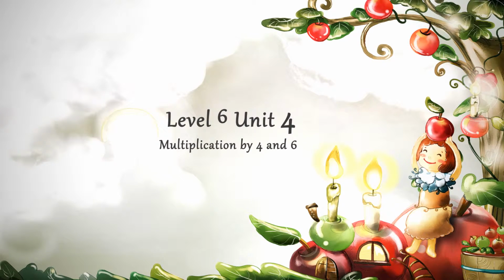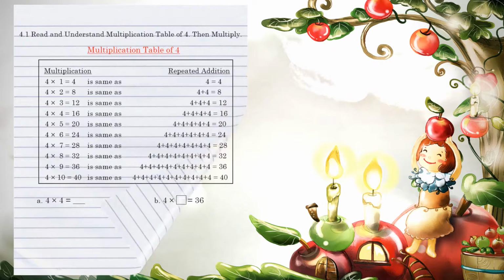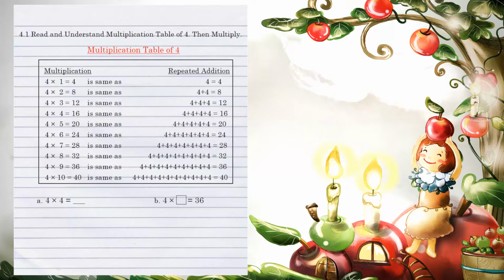Level 6, Unit 4, multiplication by 4 and 6. In Unit 4.1, we have our multiplication table of 4 that we're looking at. And as with every other number we've looked at up to this point, it's basically a pattern that you are repeating. If I have one group of 4, the answer is 4.